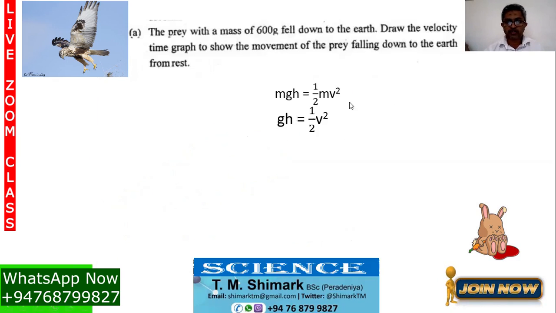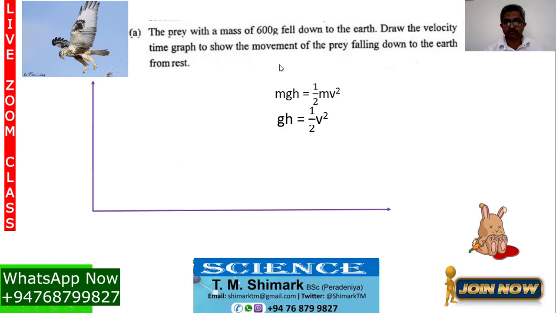So the next part of the question asked is this one: the prey with a mass of 600 grams fell down to the earth. Draw the velocity time graph to show the movement of the prey falling down to the earth from rest. So we are going to draw the velocity time graph.